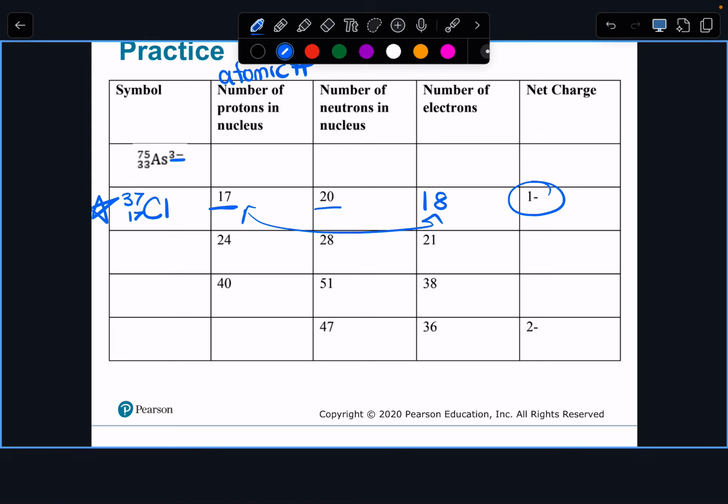And the way that we show this on the symbol is to just put the charge up at the upper right there. When it's 1, we don't write the 1. We just write positive or negative. And if there is 2 or 3, you write the number first and then the charge. So it's 3 minus, not -3.